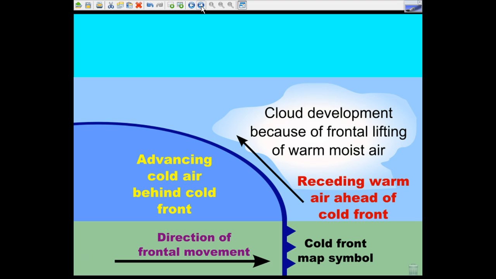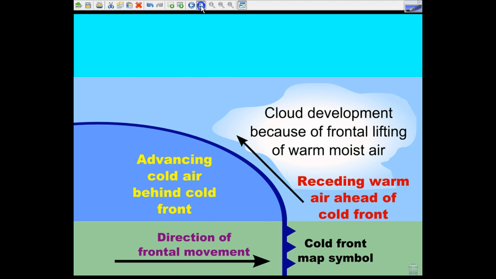This is a very typical textbook diagram you'll see about cold fronts. You can see advancing cold air behind the cold front. Right over here is the cold front itself. They kind of put in the map symbols as well. And here you can see the warm air gets forced upwards, giving you clouds and heavy precipitation over a short period of time.